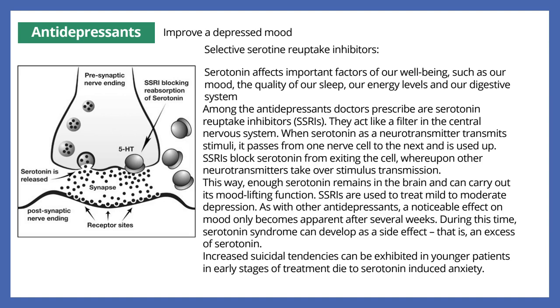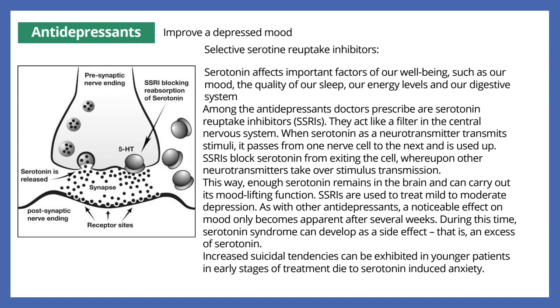Antidepressants are very common. So the role of an antidepressant is to improve a depressed mood, and that works around serotonin. So serotonin in our body affects our well-being. It improves our mood, our quality of sleep, our energy levels, even our digestive system. So basically what an antidepressant does, it stops the serotonin that is produced being taken up again into our neurons. It inhibits that reuptake so that we have more serotonin remaining in our nervous system, so that it blocks it from re-entering, and the level of serotonin remains high, and then the brain can carry out its mood lifting function.